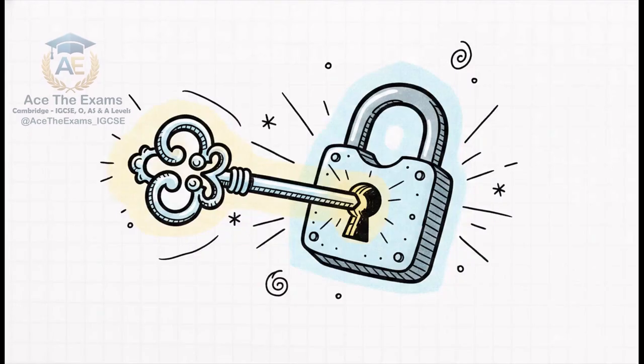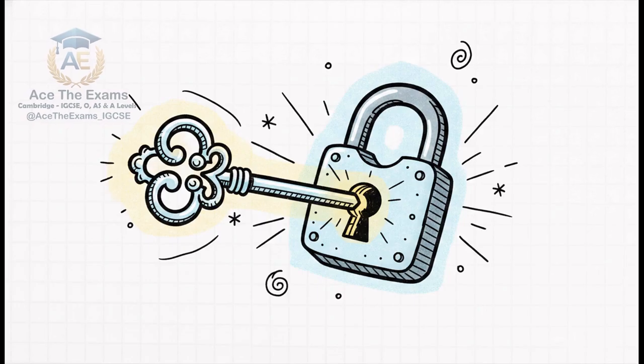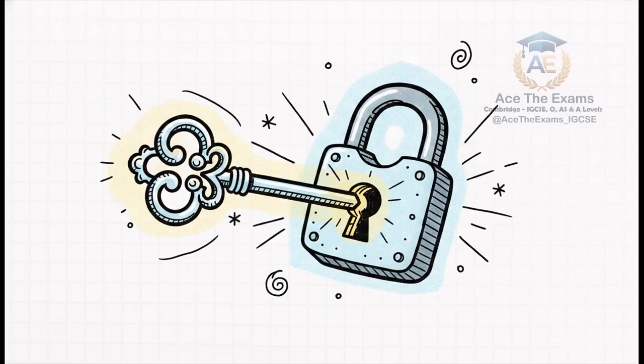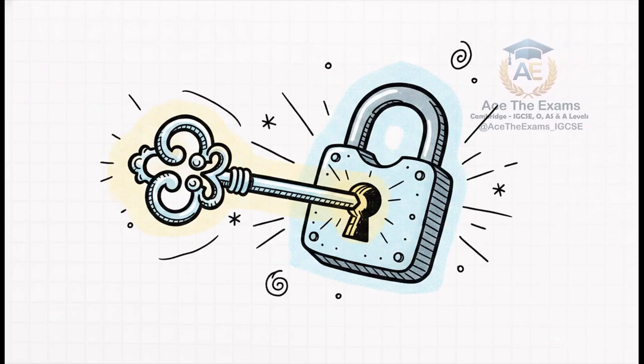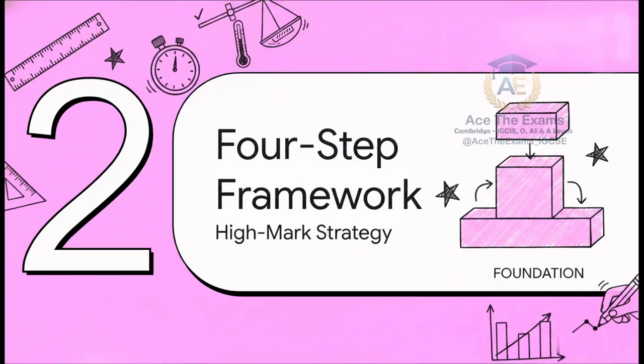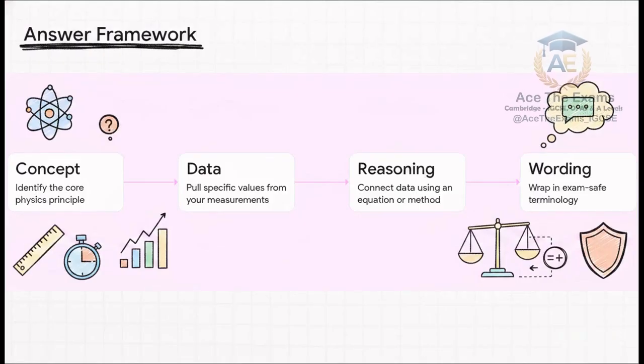Now listen closely. In just a moment, I'm going to reveal the exact examiner clue that transforms a 0-mark answer into a full-mark answer. But to actually recognize that hidden signal, you first need the framework that makes it incredibly obvious. Let's get into Section 2, the 4-step answer framework. This is the high-mark strategy that examiners actually reward when they're grading your practical skills and data handling. Let's walk through this pipeline together. Step 1 is the concept. You need to identify the core physics principle at play, like density or uncertainty.